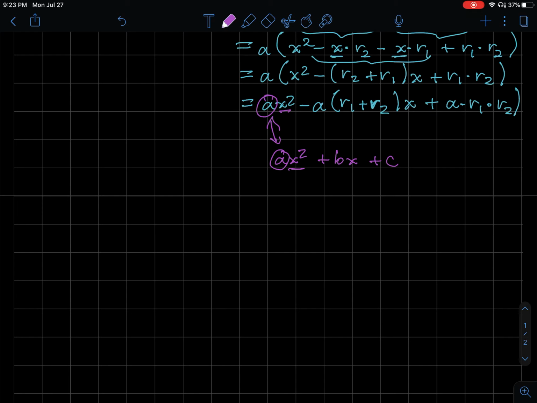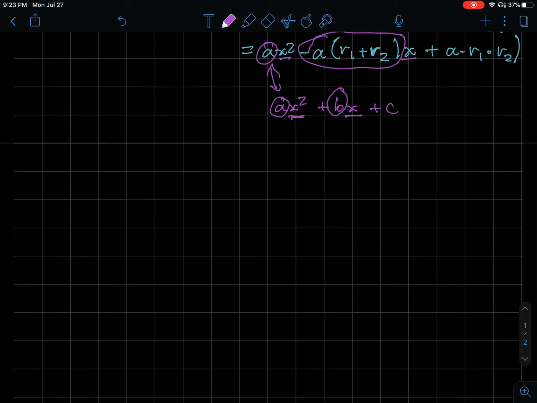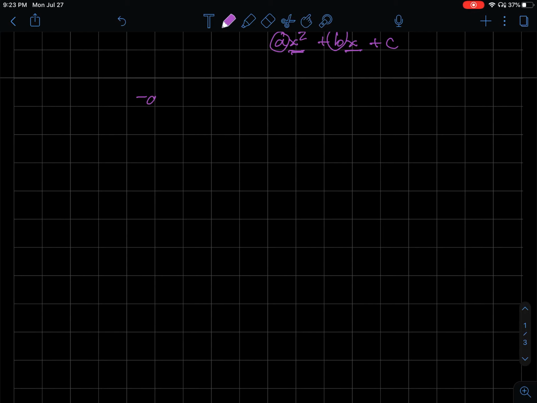And that's good. The coefficient of, sorry, this is the x squared term. The coefficient of the x term now is b, and here the coefficient of the x term is negative a into r1 plus r2. Since they're the same quadratic, these two coefficients must be equal, and will give us our first equation: negative a into r1 plus r2 equals b.